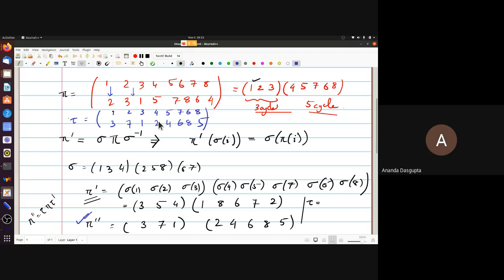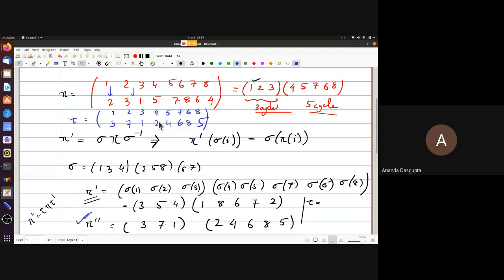But now I have a homework for you. At least think about it. How many different taus will do the same job? We are given a permutation with a 3 cycle and a 5 cycle, and another given permutation with the same cycle structure. Can you figure out how many different taus will give you pi double prime as tau pi tau inverse? Is this the only possibility? There should be 15 such possibilities.